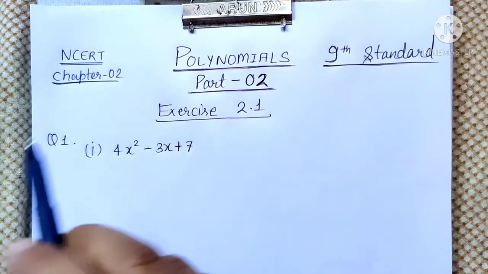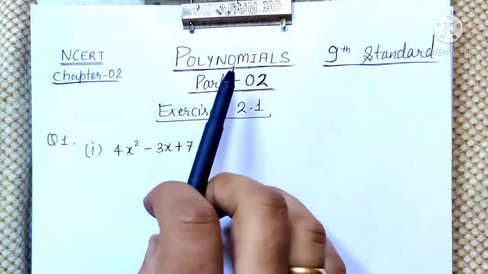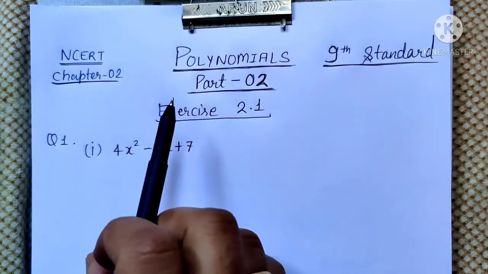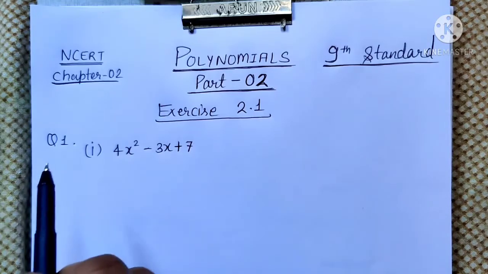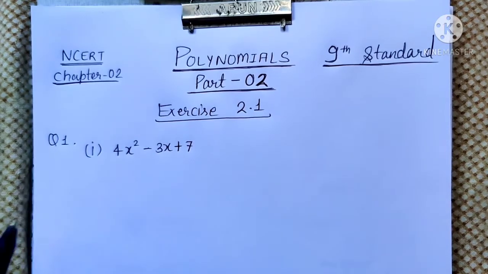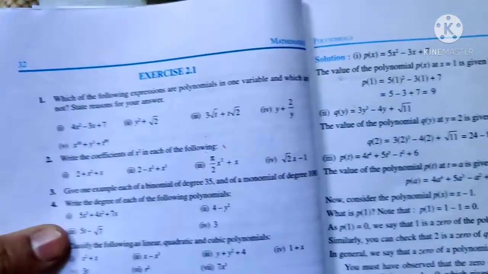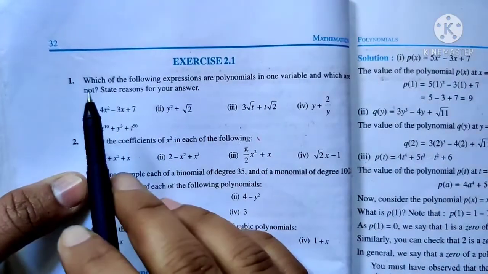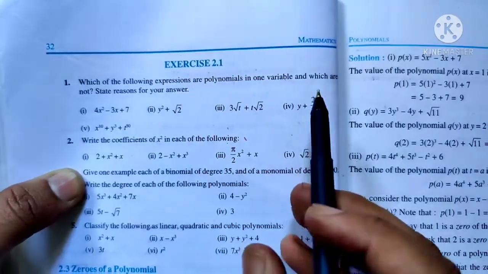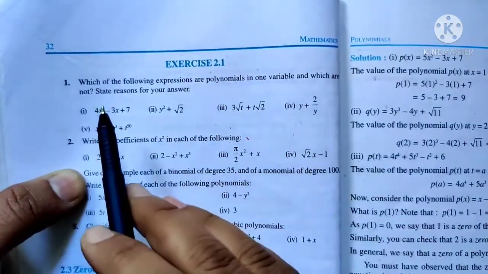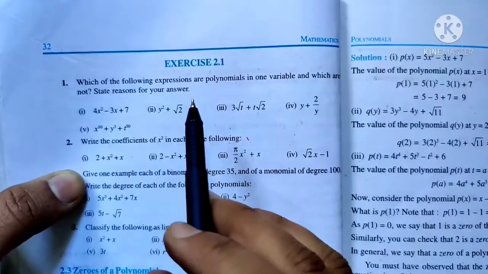Hello my dear students, so we are doing chapter number 2, that is polynomials, and this is part 2 of this chapter in which we are going to solve exercise 2.1. As you can see here, question 1 is there. I'm showing you with the book, your NCERT book. 2.1. Which of the following expressions are polynomials in one variable and which are not? State reasons for your answer.